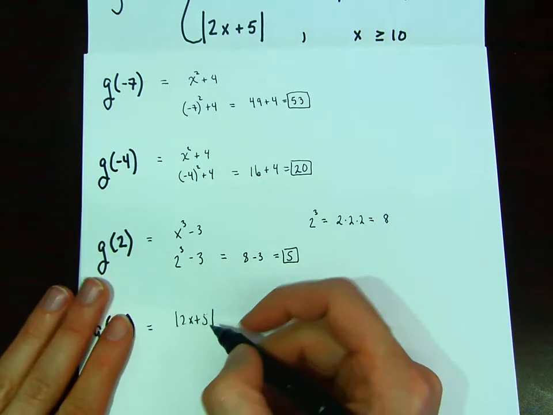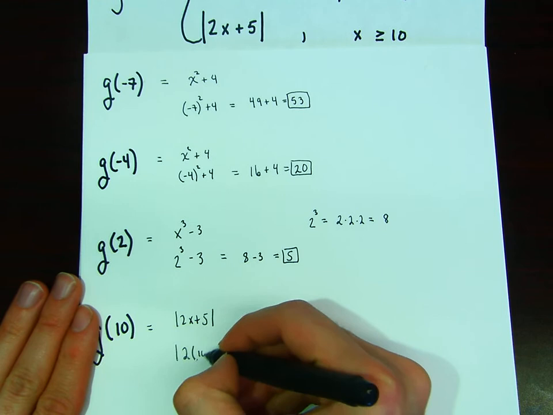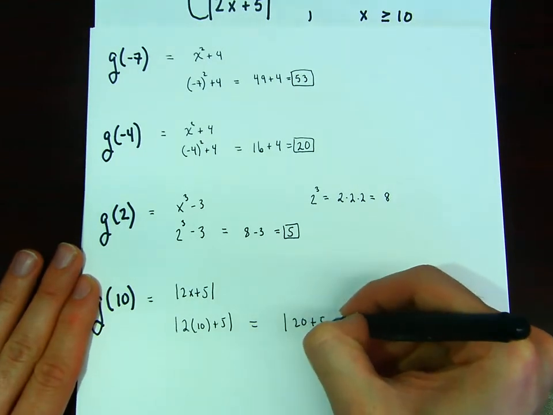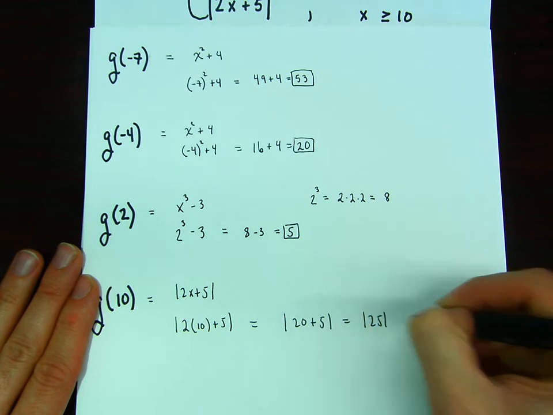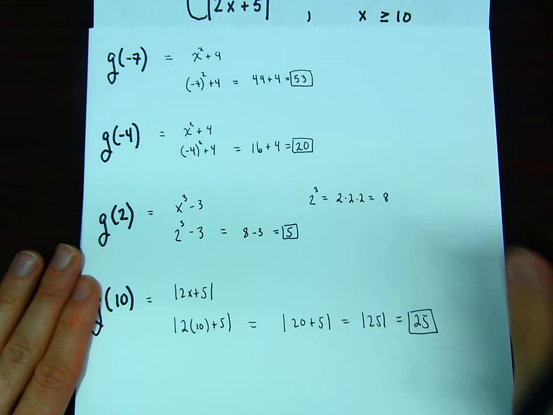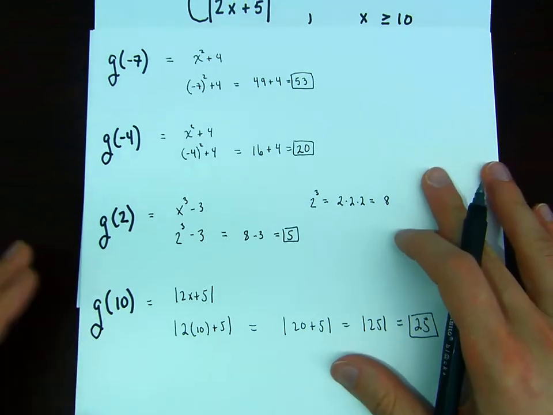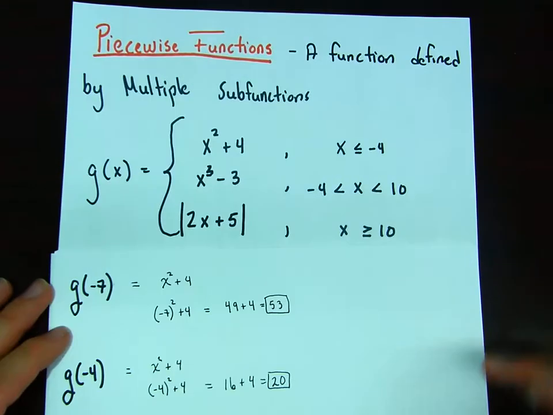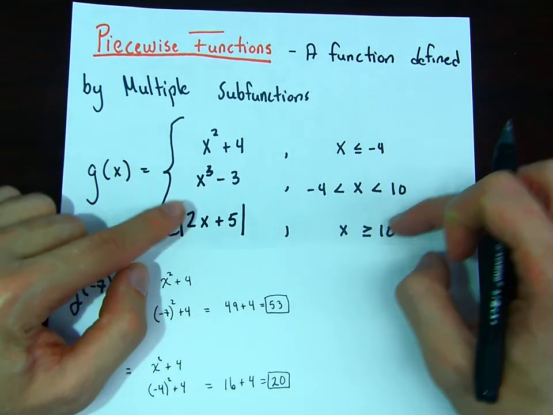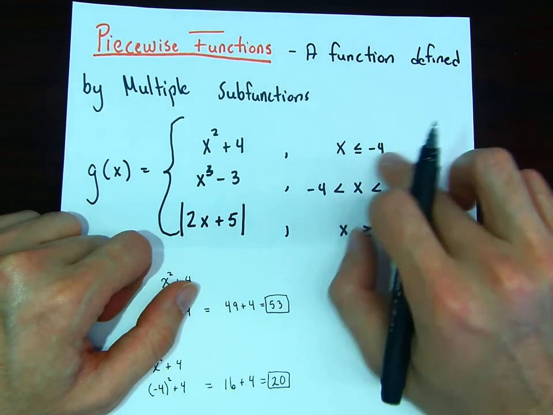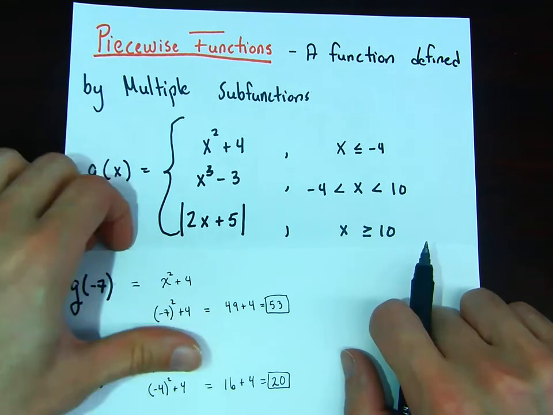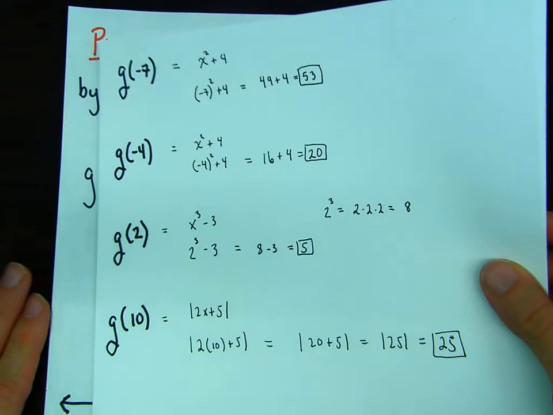So then this just becomes absolute value of 2 times 10 plus 5, which is absolute value of 20 plus 5, which is absolute value of 25, which is, what is the absolute value of 25? It is 25. And yeah, that's just the general idea of a piecewise function. You're creating a function out of multiple subfunctions, and you're assigning a certain part of the domain or parameter of where you're going to plug in your x values. Great. Now, that was pretty easy, or not too bad.